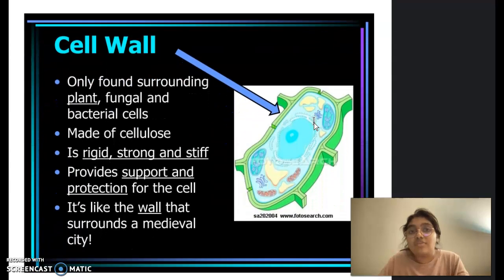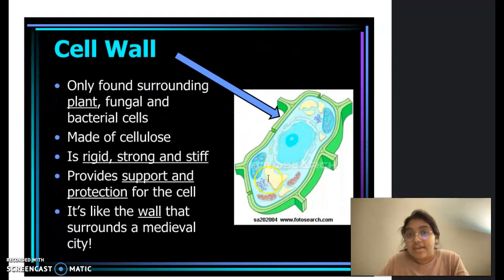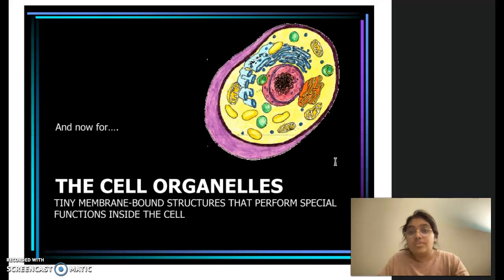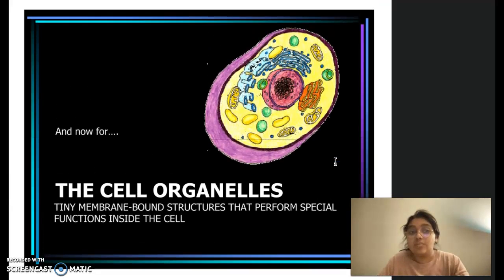Let me just scroll down to see what a plant cell looks like. There we go. So as you can see, we see a very thick membrane that is surrounding a cell, and this is a plant cell, and this is what we call a cell wall. Again, this is only present in the plant cells, and that's why we did not see this in the beginning when we were looking at the animal cell. So this cell right here does not contain a cell wall.